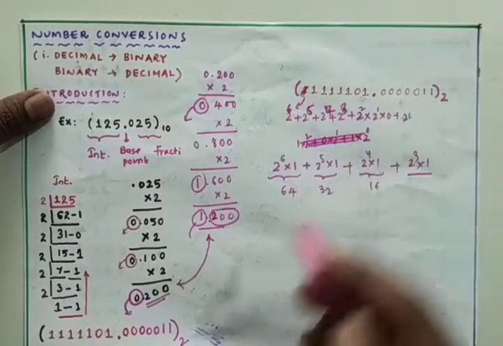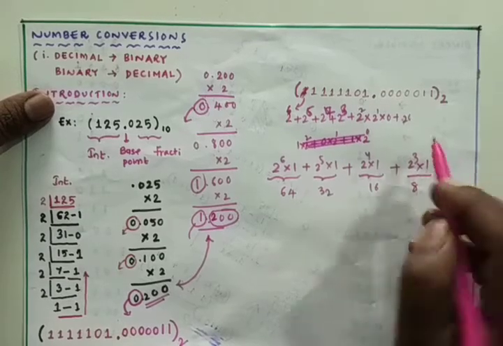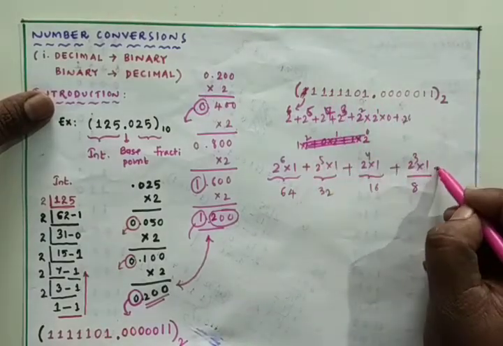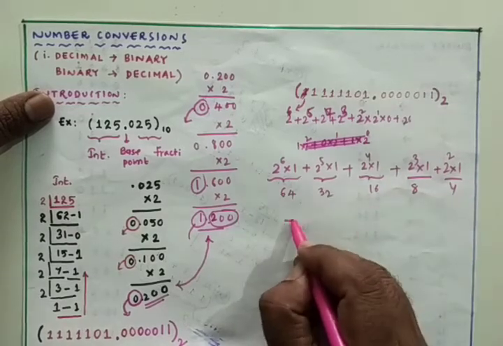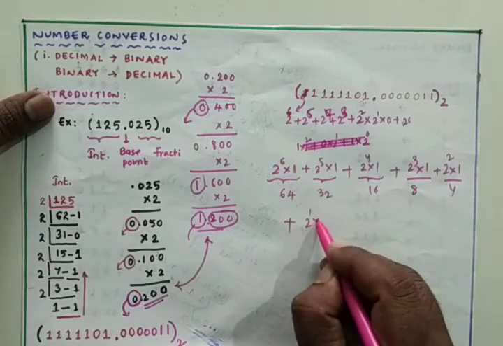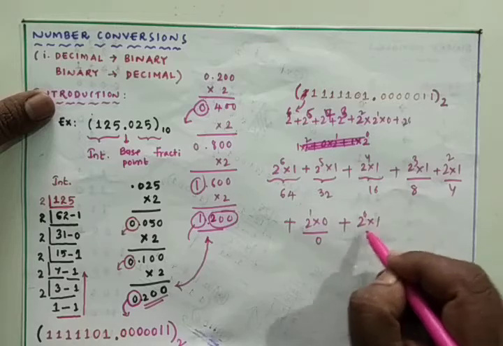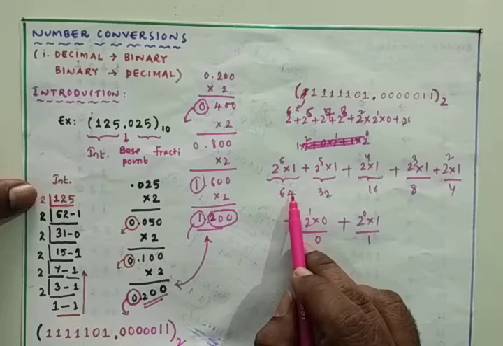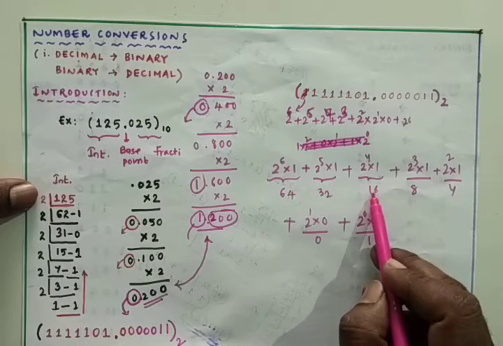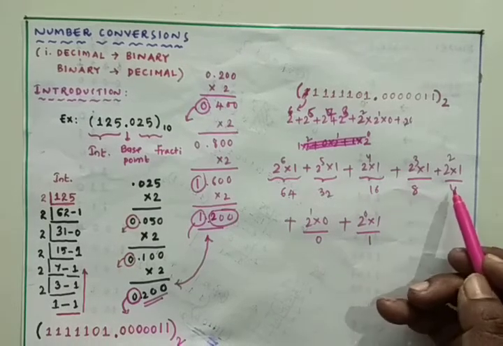this is only 0, so that 2 power of 3 into 0 is 0, and plus 2 power of 2 into 1, that is 4, plus 2 power of 1 into 0, this is 0, plus 2 power of 0 into 1, this is 1. 64 plus 32, it is 96. 96 plus 16, it is 112, 120 and 125.